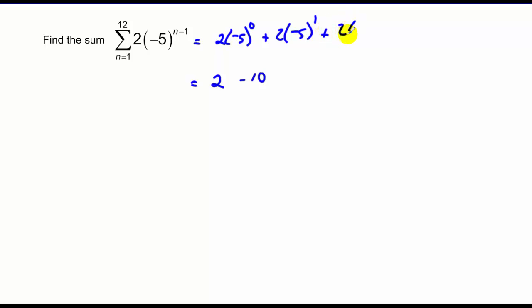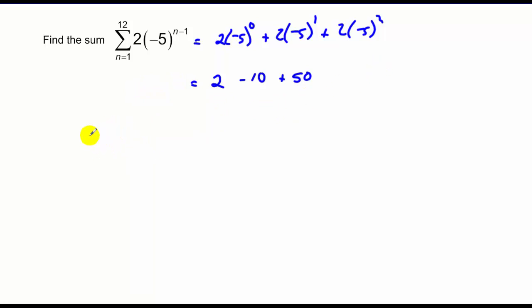My second term is 2 times negative 5 raised to the first power, which is negative 10. My third term is 2 times negative 5 raised to the second power, which is 50. It appears we're multiplying by negative 5. So true, it is geometric.